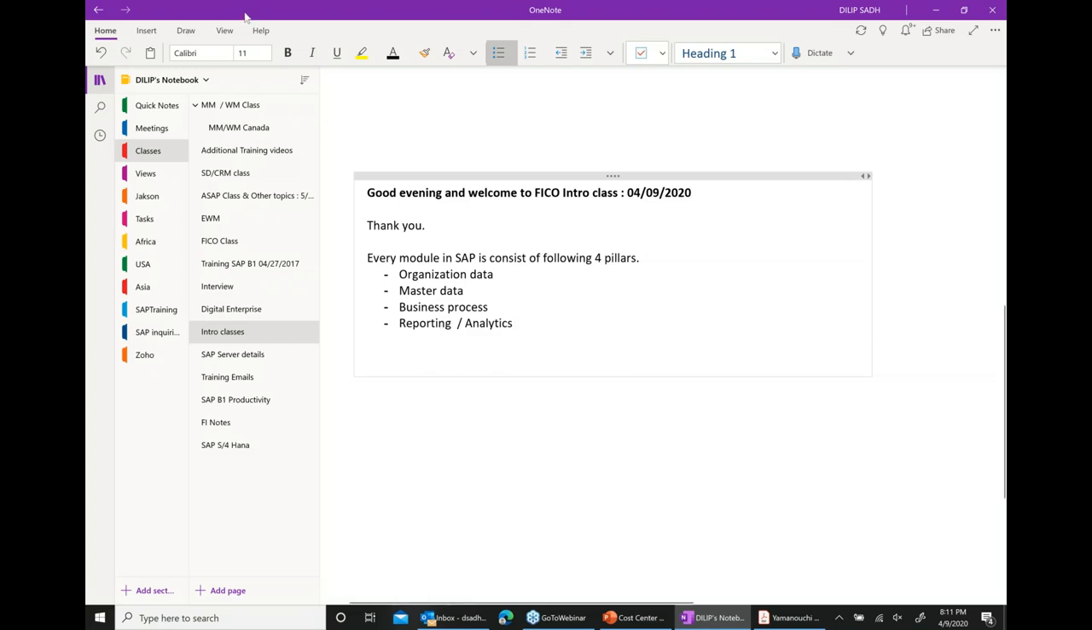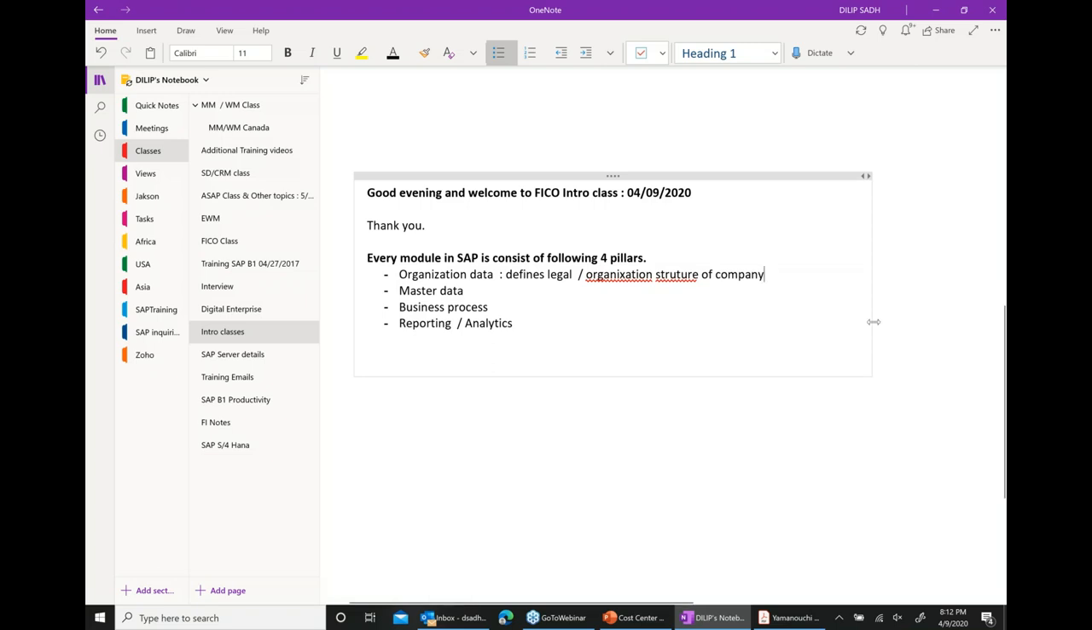These are the four pillars in finance. And the same four pillars exist in every module. It doesn't make a difference which one you're talking about: SD, MM, PP, QM, FI, CO, plant maintenance, quality, all modules. Same. The architecture is very similar. Now, what is organization data? Organization data defines the legal organization structure of a company.